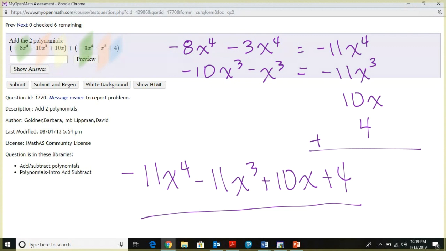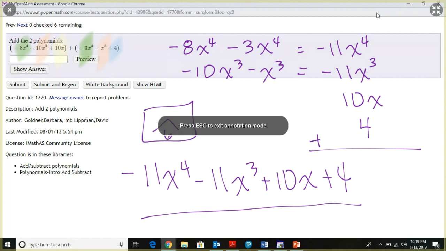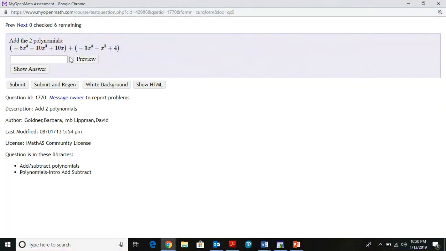So remember, with exponents, you can go to that drop-down menu to grab the exponent, or you can just use the caret, and by caret, I mean this key on your keyboard. It's with the number 6. So let's put in our answer. All right, so we have negative 11x to the 4th, and then it was minus 11x to the 3rd, and then plus 10x and plus 4.